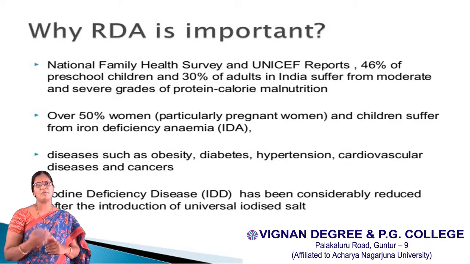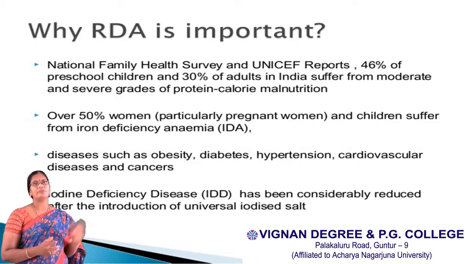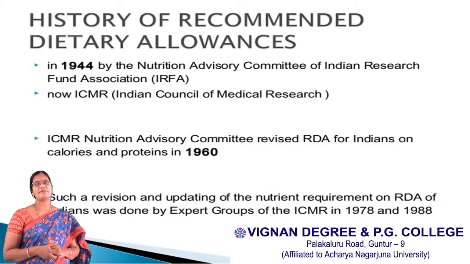Next, in conditions like obesity, diabetes and hypertension, and during cardiovascular diseases and cancer, RDA plays an important role. By giving the RDA required dietary elements, we can overcome these conditions. Next one is iodine deficiency disease, which is represented as IDD, which has been considerably reduced after the introduction of universal iodized salt. Now we will discuss the history of recommended dietary allowances, how the word RDA came into being and who worked on this word.